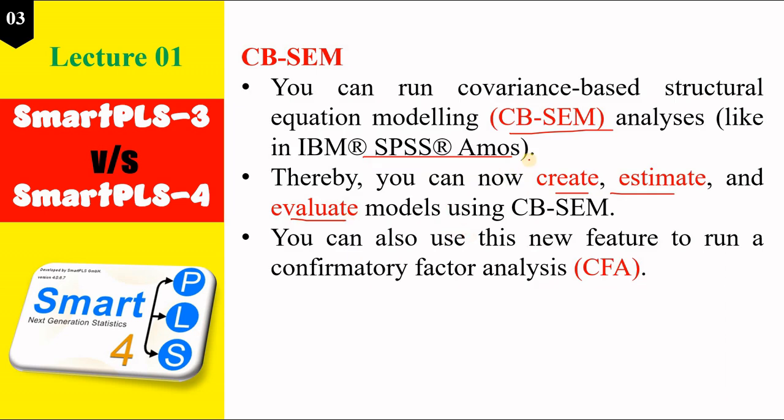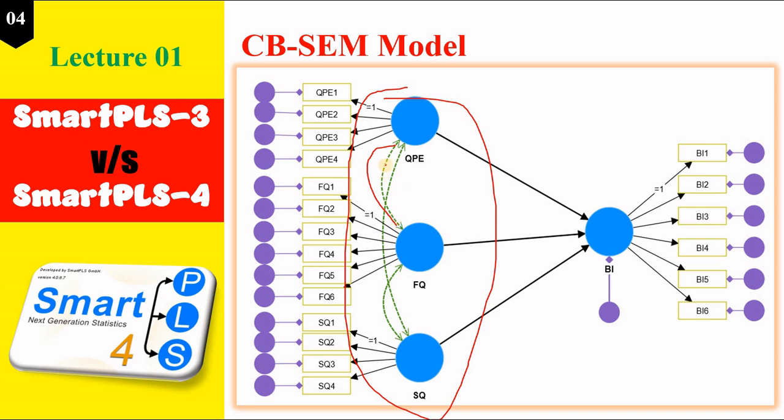Along with CB-SEM, you can also perform confirmatory factor analysis. If you are working on SmartPLS-4, then literally there is no need of using AMOS. So here you're looking, this is a CB-SEM model which I developed by using this CB-SEM feature in SmartPLS-4, and here you're looking at these covariances. Now this independent variable I have connected with this variable with a double-edge arrow. The same work we were doing before, where all the independent variables are connected with each other, and now I have done the same here.